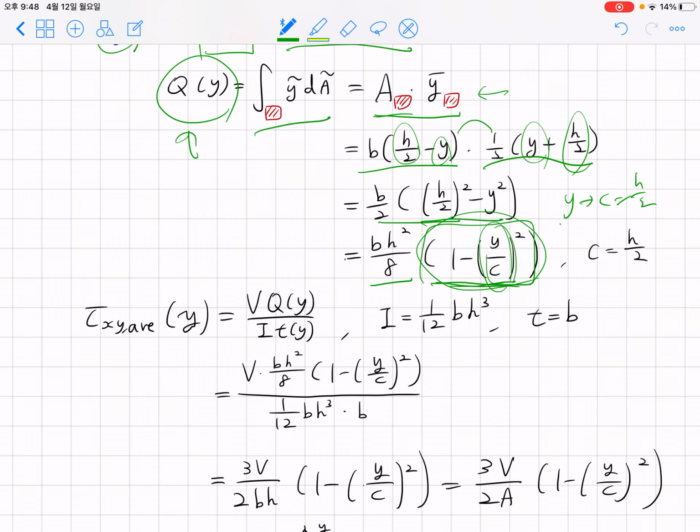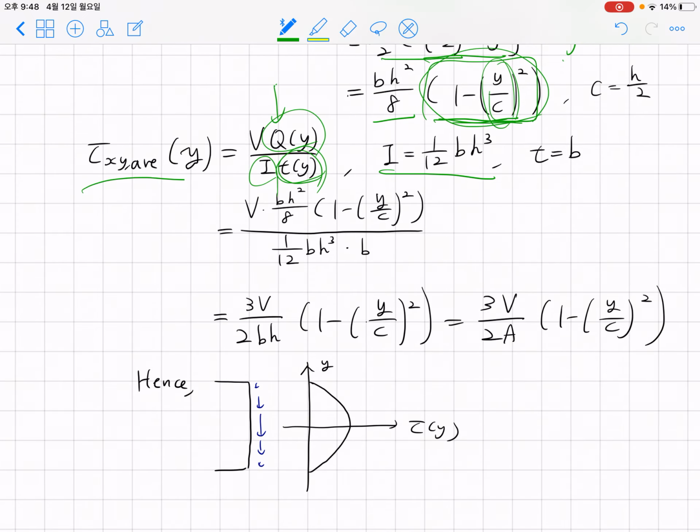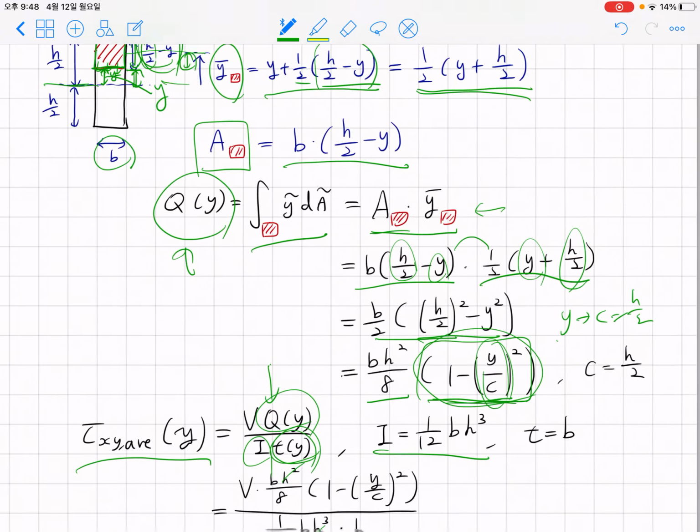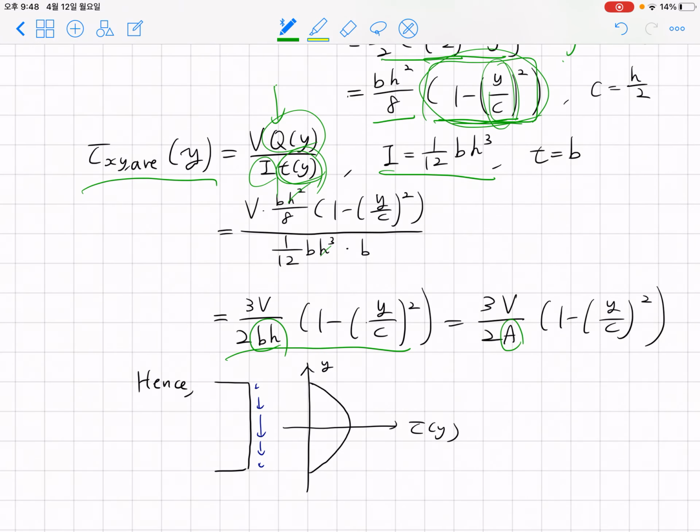Now if you plug in the expression for Q_y, and t is simply b, and I is 1/12 b h cubed, then after you plug in Q_y, t, and I expressions, tau as a function of y becomes this, and after canceling out h and massaging the equation, b h becomes the cross-sectional area A. Okay, so you can do this by yourself. So tau as a function of y can be analytically expressed as 3V over 2A multiplied by 1 minus (y over c) squared.